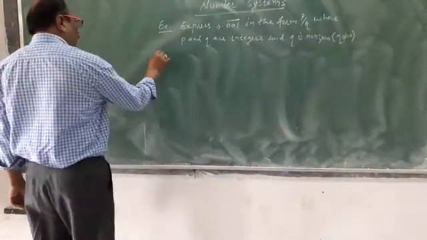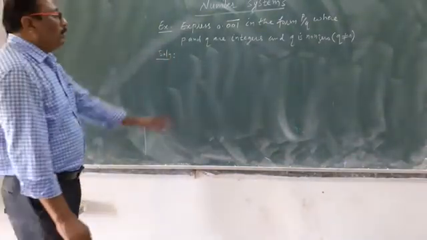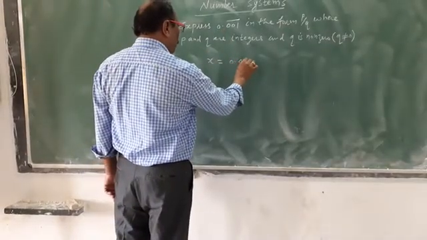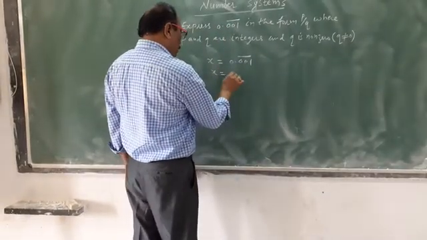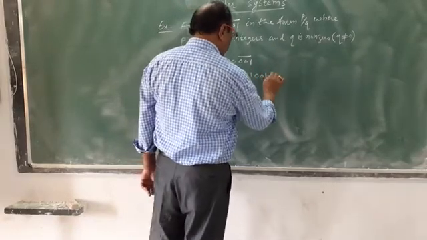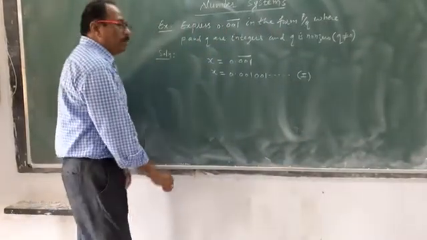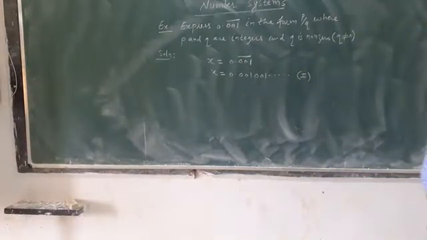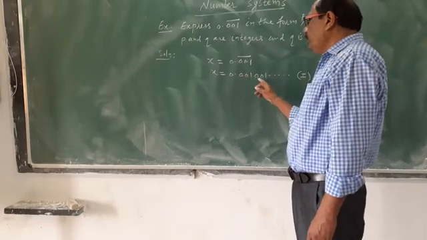Let me try to solve this example. Let me take this number as x is equal to 0.001 bar, means x is equal to 0.001001, like this. Suppose this is equation number 1. Then here you see how many digits are repeating. If we observe this number, then we conclude that these 3 digits are repeating.